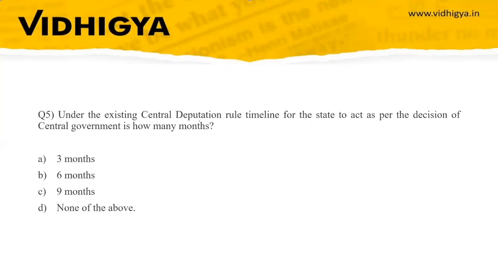Under the existing central deputation rule, the timeline for the state to act as per the decision of the central government is how many months? Your options are 3, 6, 9, none of the above. The correct option is none of the above.